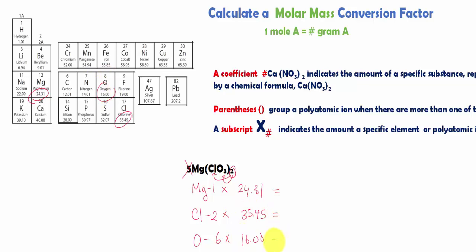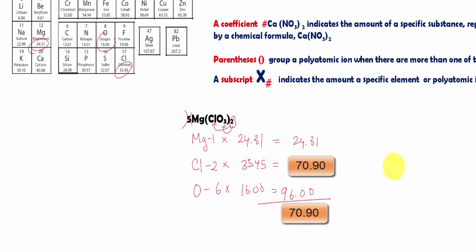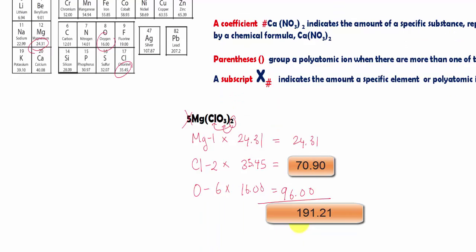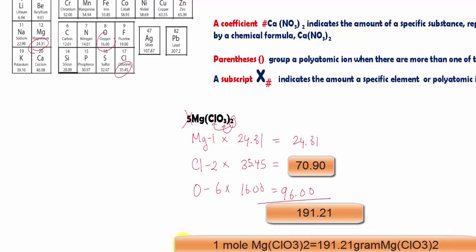And we use our calculator to multiply. We have 24.31 for the total mass of magnesium. For oxygen, it would be 96.00 grams. So that's the total mass for oxygen because there are 6 of it. And then again, we find the total. And let's express this as a conversion factor.